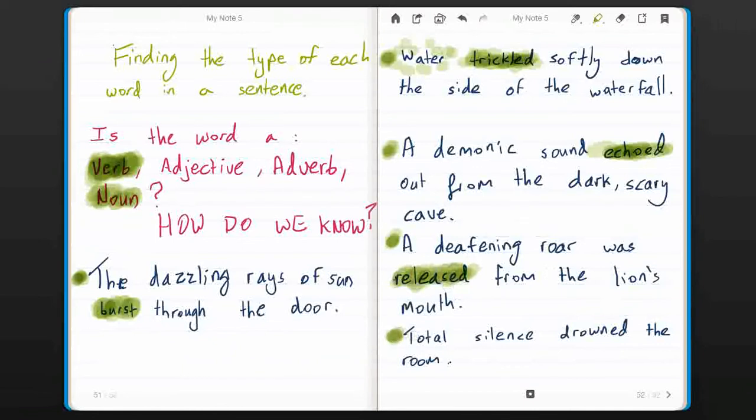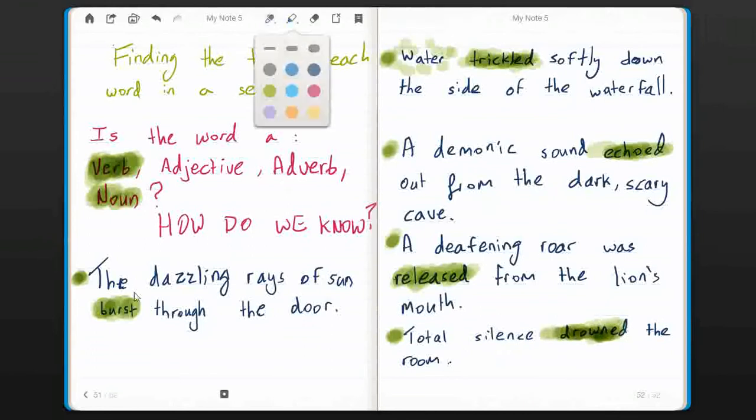The next one is total silence drowned the room. So the thing would be silence. And what's the silence doing? Well, it's drowning the room. It's not really going to drown a room. We can't drown a room with silence. But this is why it's a kind of metaphor. It's kind of like a poem, when you say things but you don't mean exactly what you say. Okay, so that's all the verbs.